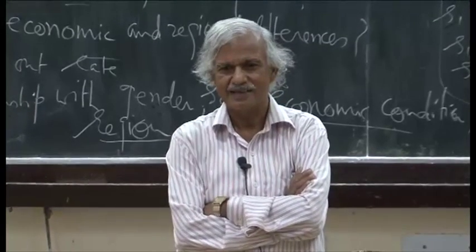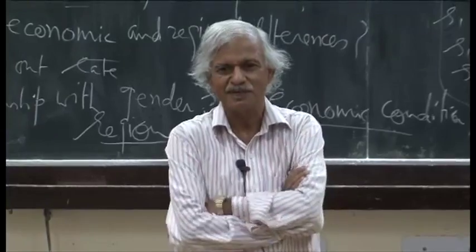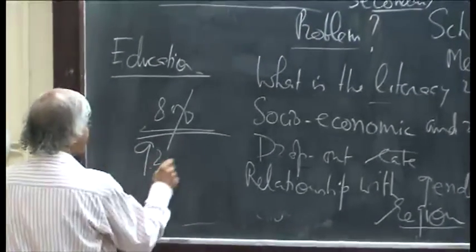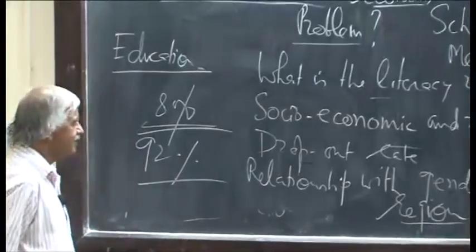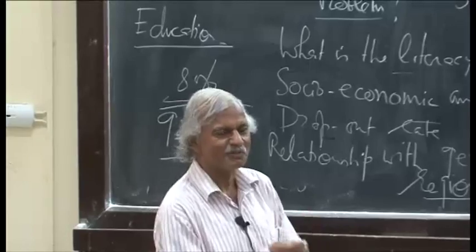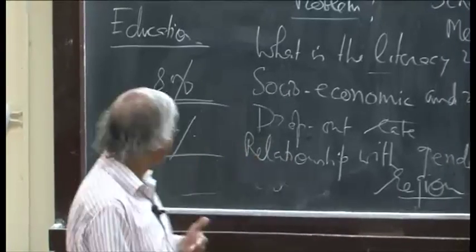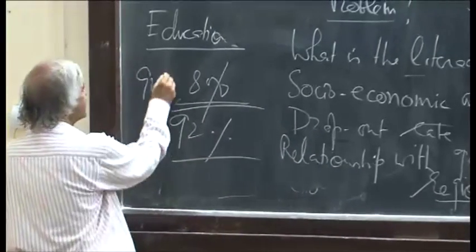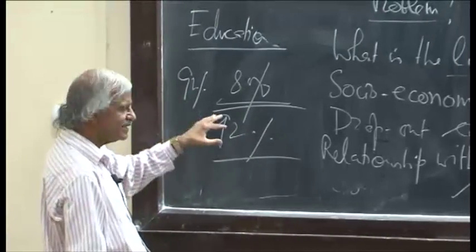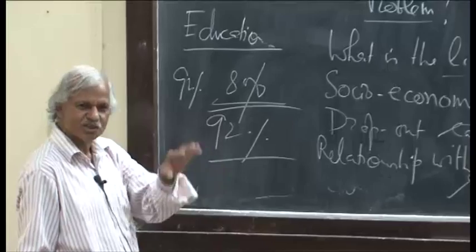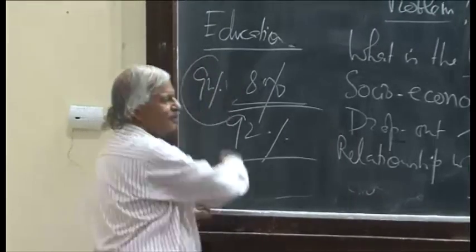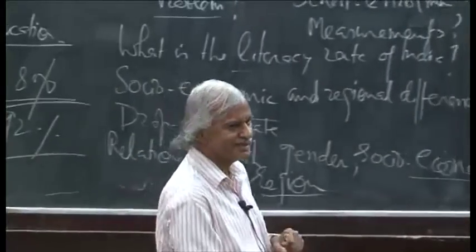If 92% of people, and the 92% is not a small percentage. Actually, if somehow this whole process can be reversed, and in 92% of India, all castes and communities, 92% of Indians are in secure jobs in the formal sector, and among them, all castes and communities are equally represented.